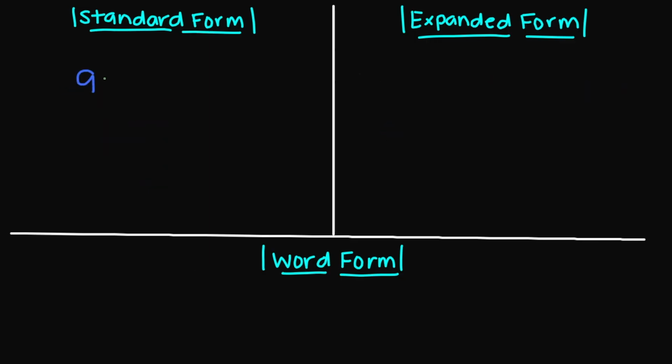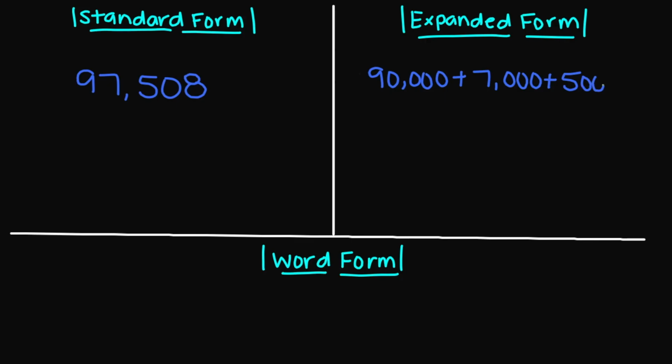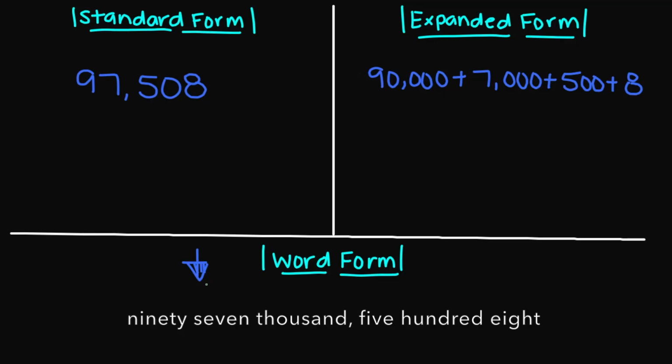What about 97,508? Your expanded form is going to be 90,000 plus 7,000 plus 500 and then plus 8. This is your expanded form here. If you were to write this in word form, you are going to get 97,508. And this is your word form example here.